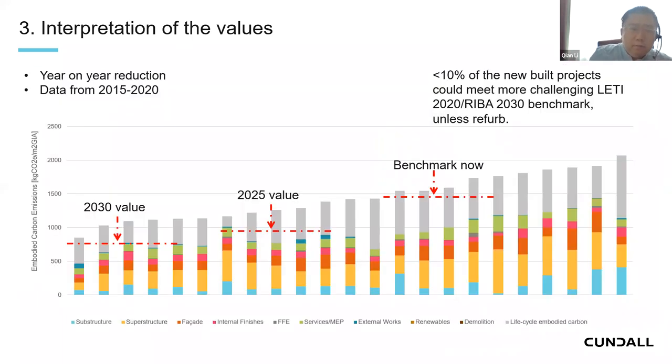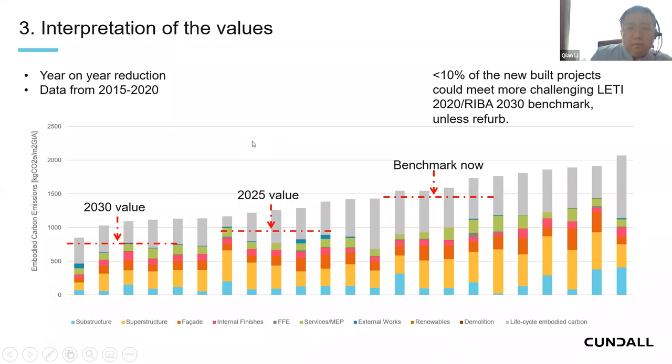This is a series of projects we worked on in the last couple of years. You see, the majority of them on average are still about 1,500 in terms of whole life embodied carbon. The benchmark for office at the moment is probably 1,400. Again, we don't know yet, but in the next couple of years, when GLA get more data, they might update their target value. Maybe in 2025 they might bring it down, and 2030 they might bring it down even further.